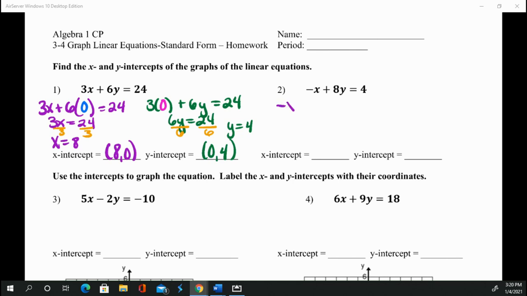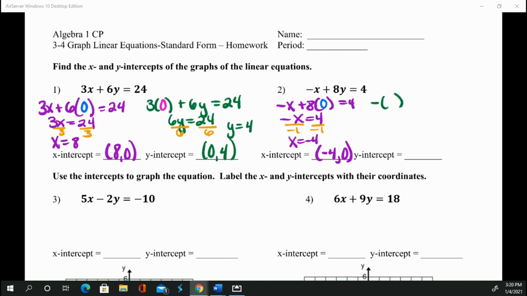So first start with the x-intercept. Substitute y equals 0. Solve for x, so we want to divide by -1. We get x equals -4, so the x-intercept is at the point (-4, 0).